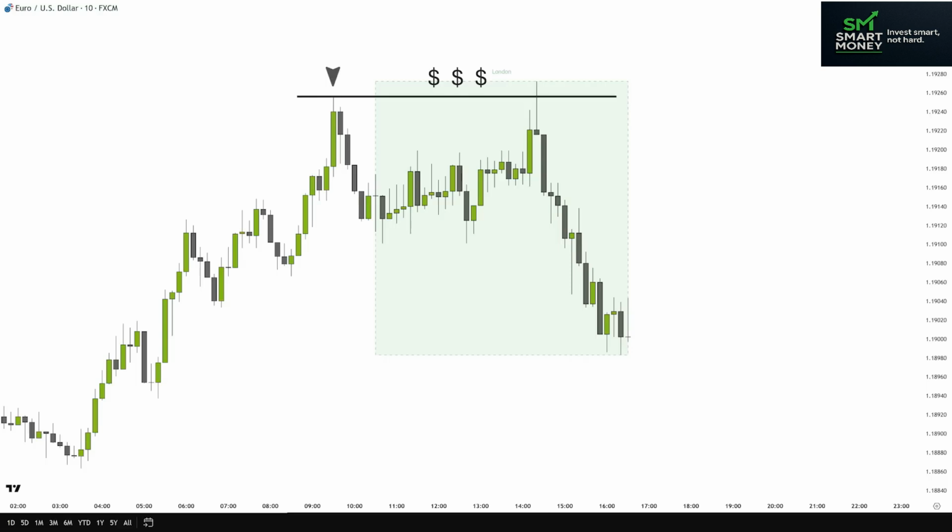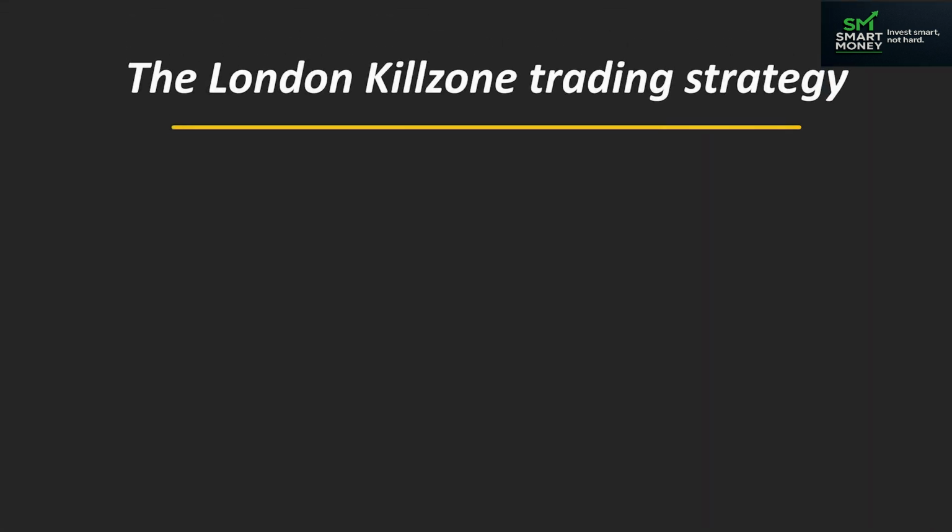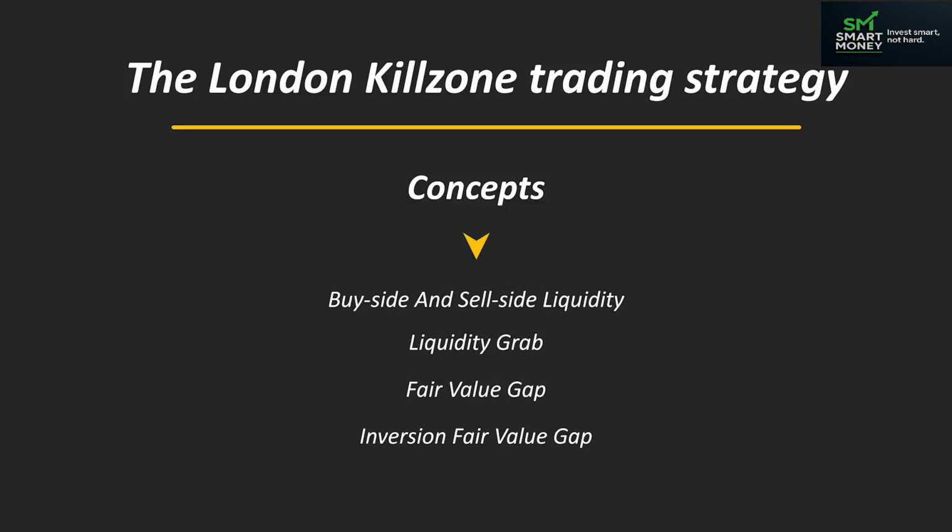Now we move on to the next topic, the London Killzone trading strategy. This trading strategy combines multiple concepts: buy-side and sell-side liquidity, liquidity grab, fair value gap, and inversion fair value gap. So let's quickly review these concepts.